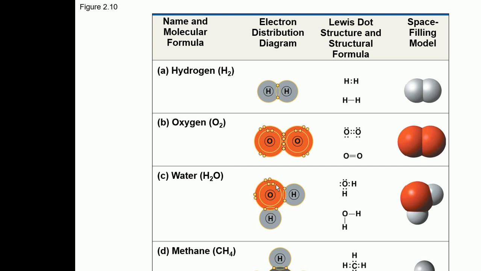And for methane, methane has 1 carbon and 4 hydrogens. Carbon has 6 electrons, and these 6 electrons are distributed as 2 and 4. So there are 4 electrons in the outermost shell. So carbon needs 4 more electrons, and it gets those 4 electrons from 4 hydrogen atoms. So this is carbon, and these are 4 hydrogen atoms. That results in the formation of a single bond between carbon and hydrogen, carbon and hydrogen, carbon and hydrogen, and carbon and hydrogen. So that's the way covalent bonds are formed.